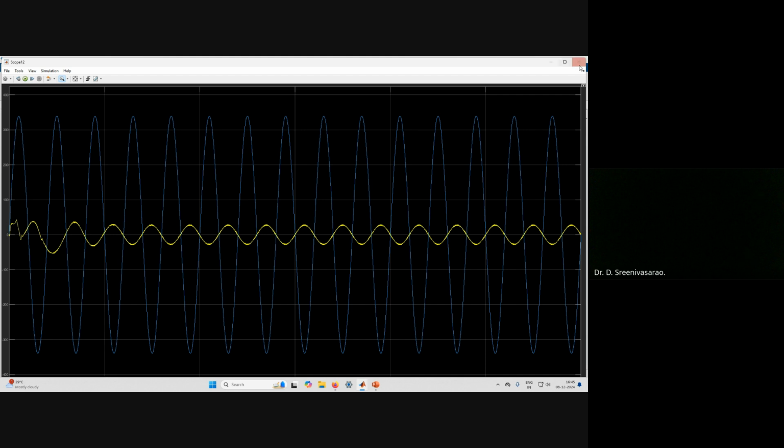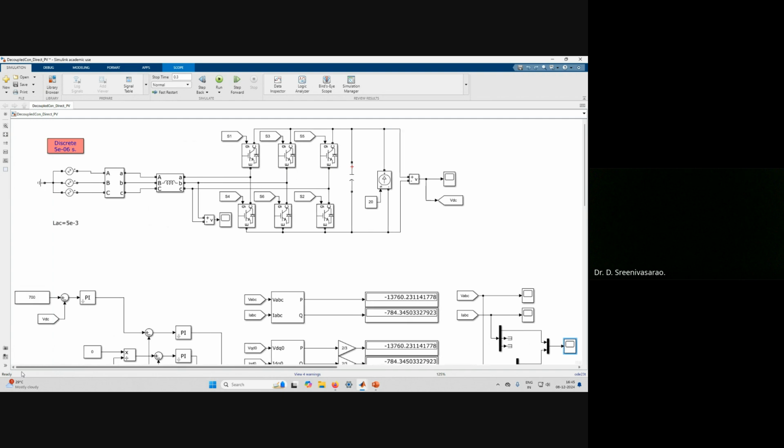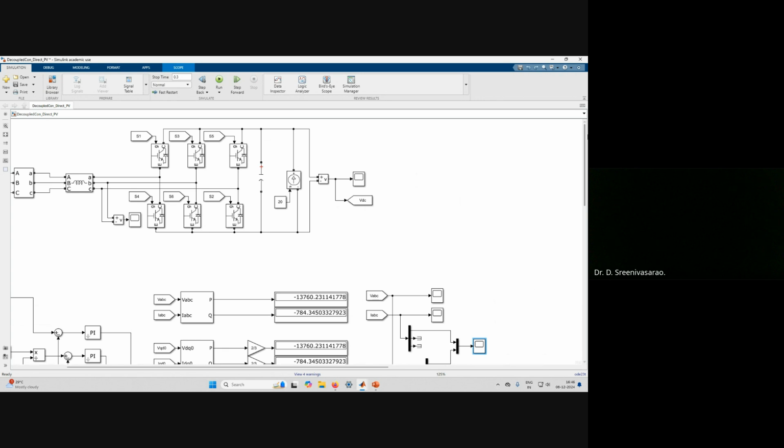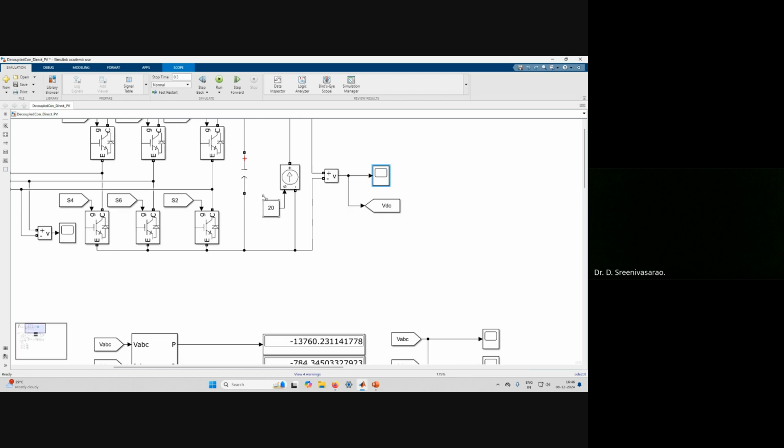So another thing is that both currents are sinusoidal. It is not in phase, but out of phase. Right. Clear? So next thing is whether you are injecting the required amount of power or not. So as we discussed, it is maintaining 700 volts, right? And this current is 20.